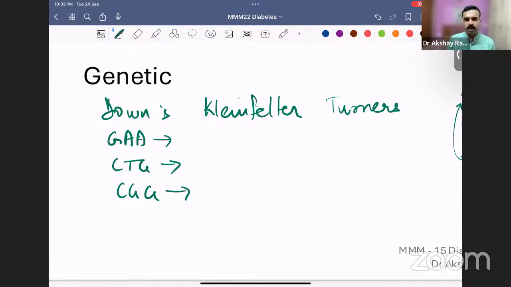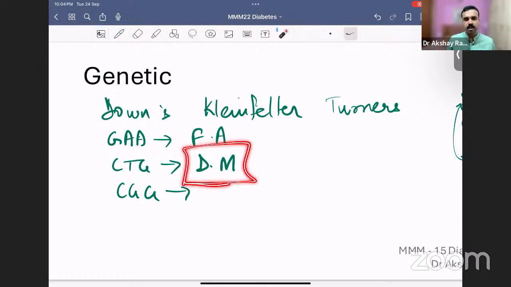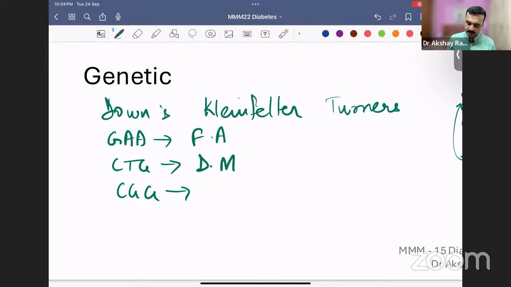Many of these trinucleotide repeat disorders. GAA is for Friedreich's ataxia, frataxin gene. CTG, that is for myotonic dystrophy. So it's also called dystrophia myotonica. Myotonic dystrophy, dystrophia myotonica. So diabetes mellitus and dystrophia myotonica, you can remember like that, DM and DM. Okay, CGG is Fragile X syndrome.